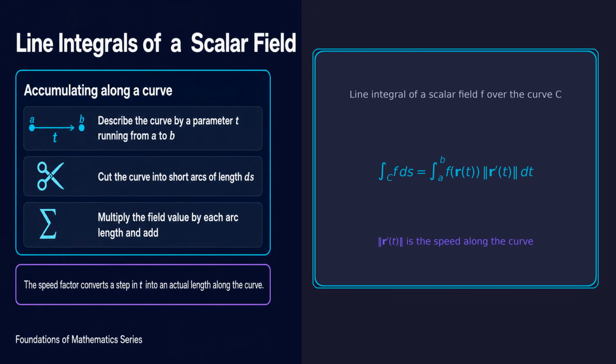It converts a step in the parameter into an actual length along the curve. Forget it, and you are integrating with respect to the parameter rather than arc length. So the answer would depend on how you chose to parametrize the curve, which a geometric quantity must not.